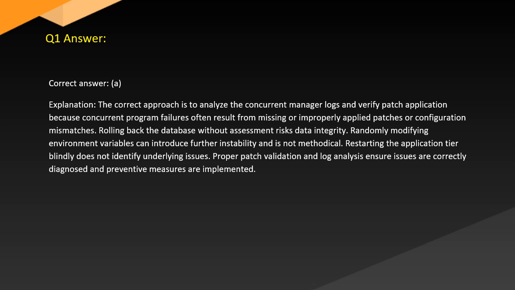Answer. Correct answer, A. Explanation. The correct approach is to analyze the concurrent manager logs and verify patch application, because concurrent program failures often result from missing or improperly applied patches or configuration mismatches. Rolling back the database without assessment risks data integrity. Randomly modifying environment variables can introduce further instability and is not methodical. Restarting the application tier blindly does not identify underlying issues. Proper patch validation and log analysis ensure issues are correctly diagnosed and preventive measures are implemented.